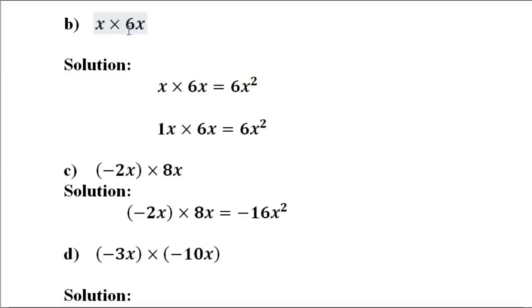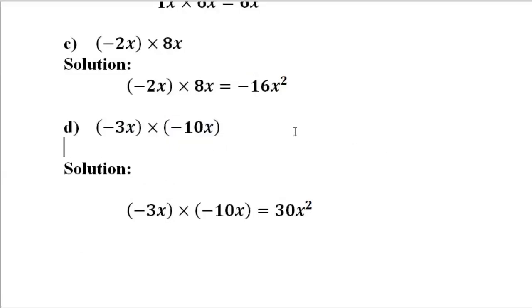First, I am going to multiply their coefficients. The first term x has a coefficient of 1, while the second term has a coefficient of 6. Remember, when there is no coefficient attached to a variable, there is an understood coefficient of 1. So we can also write x as 1x. Therefore, their product is 6 times 1 is 6, and x times x is x squared.